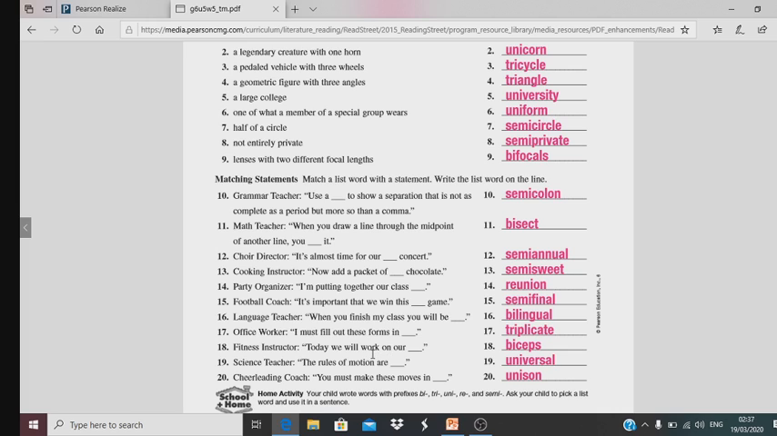Science teacher: The rules of motion are worldwide. So do you think the rule of motion is going to be in this country and the others are not the same? No, it's worldwide and it's the same everywhere. So the rules of motion are universal.